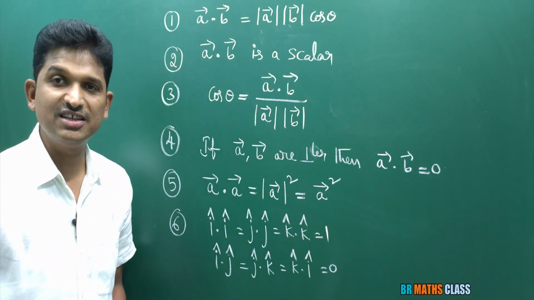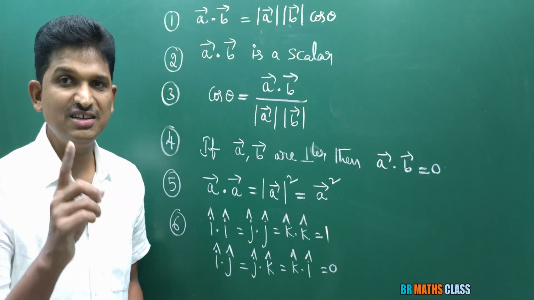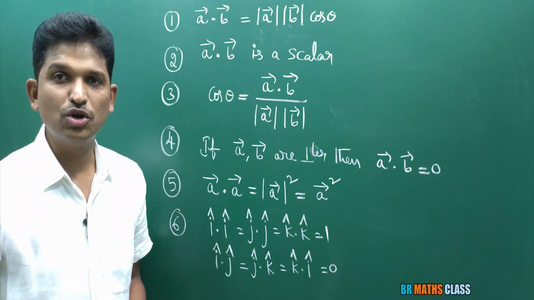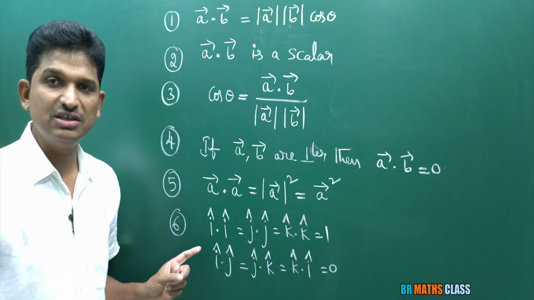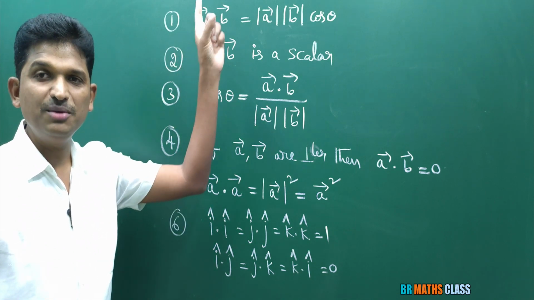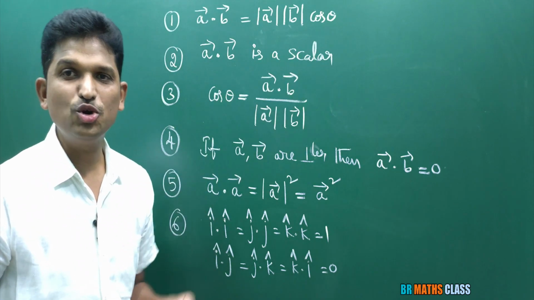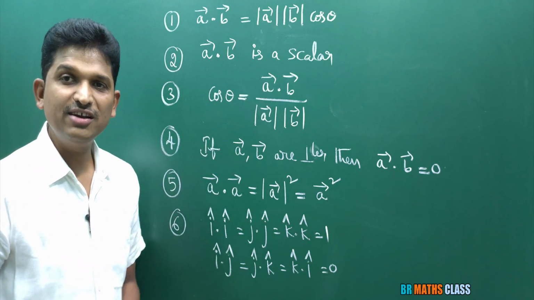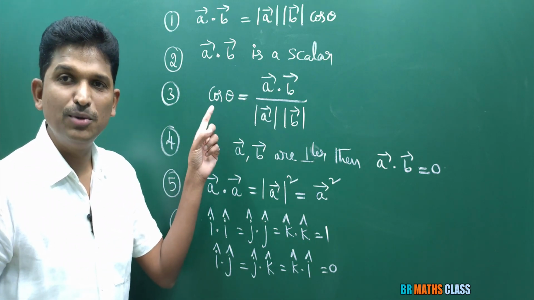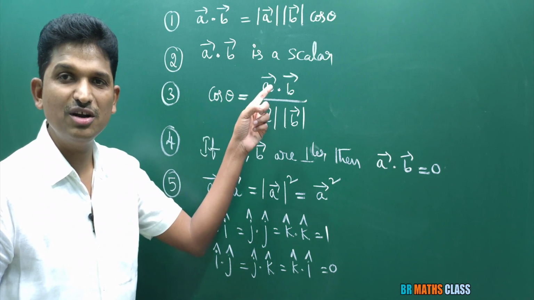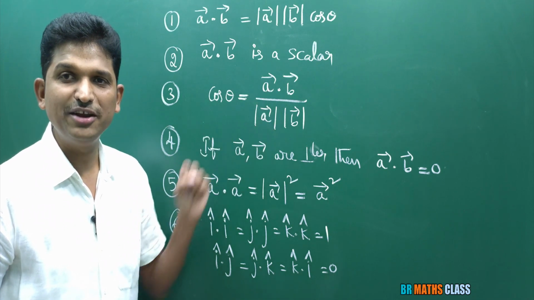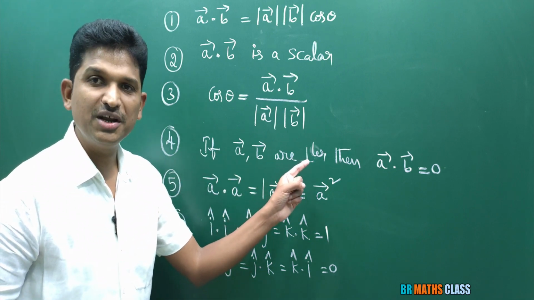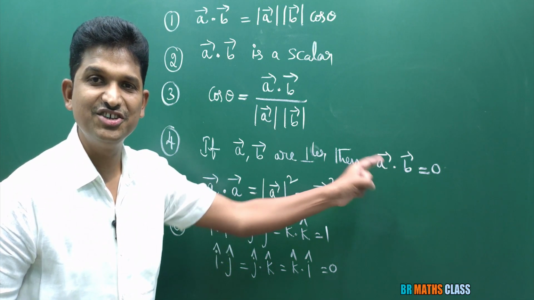Total we discussed 6 formulas. We use these things very frequently. One more point is there, that I will discuss now only. Let's quickly recall what all these things are. A bar dot B bar is what? Magnitude of A bar into magnitude of B bar into cos theta. A bar dot B bar is a scalar. To calculate angle between the vectors, we use this formula. Cos theta formula is what? A bar dot B bar divided by magnitude of A bar into magnitude of B bar. Next, fourth formula. If A bar B bar are perpendicular, then their dot product is 0.